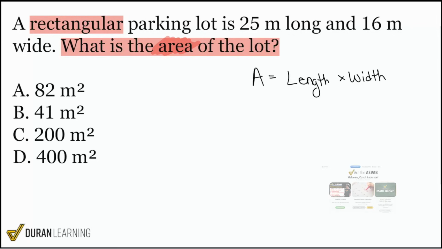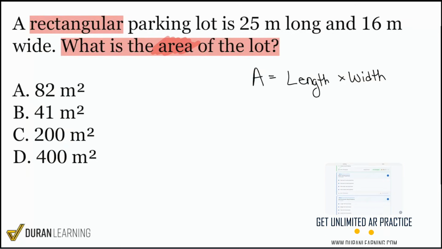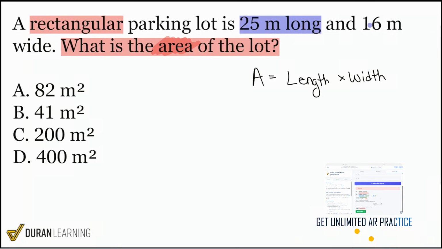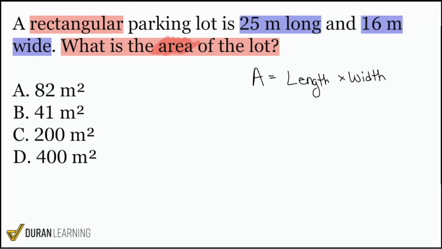Just like that. So we have our area formula lined up, and let's understand what information we're given. Because to find the area, which is what we're looking for, we're going to need the length and the width given to us. And we see that right here. 25 meters long, 16 meters wide. We have the information we need to plug in. So right here for the length, I'll plug in 25. For that width, I'll plug in 16. And it looks like to get my area, I'm going to have to multiply 25 by 16, which I'll do right over here.